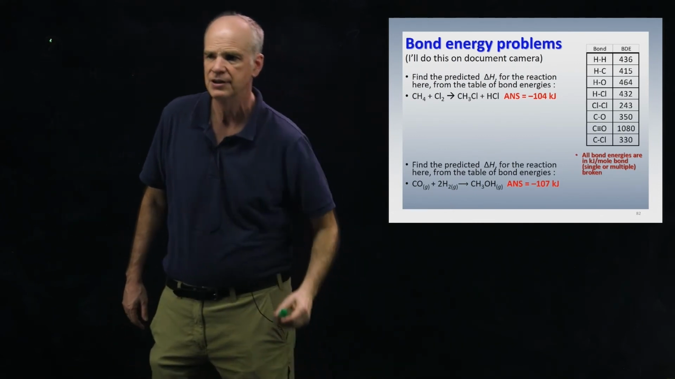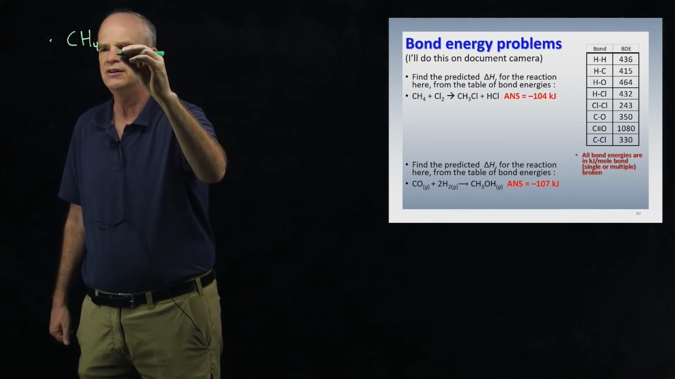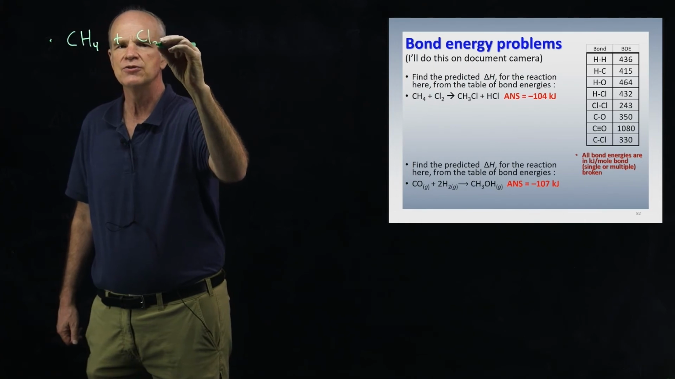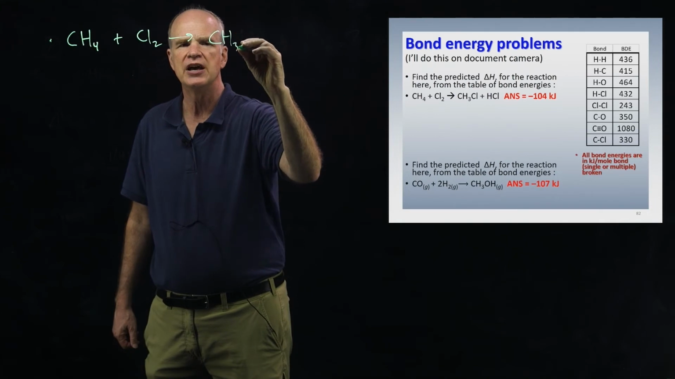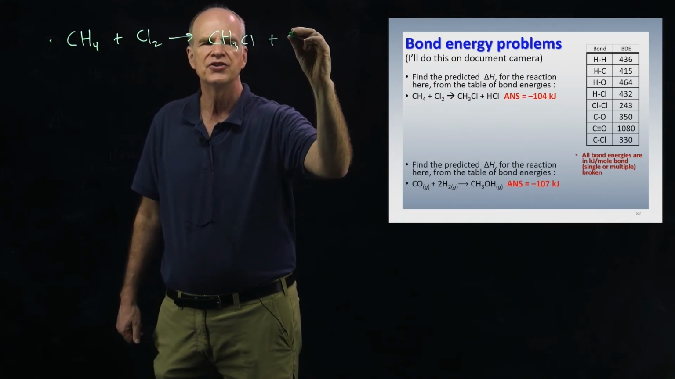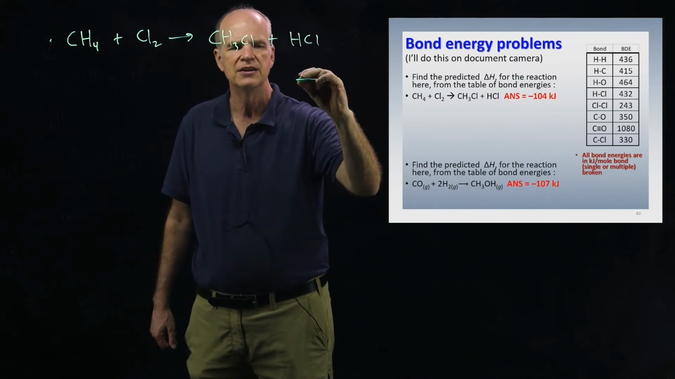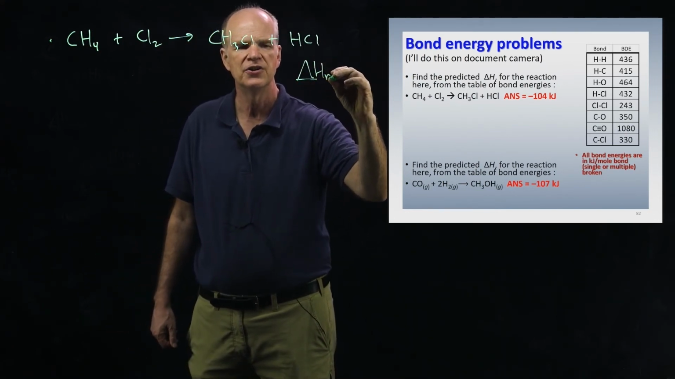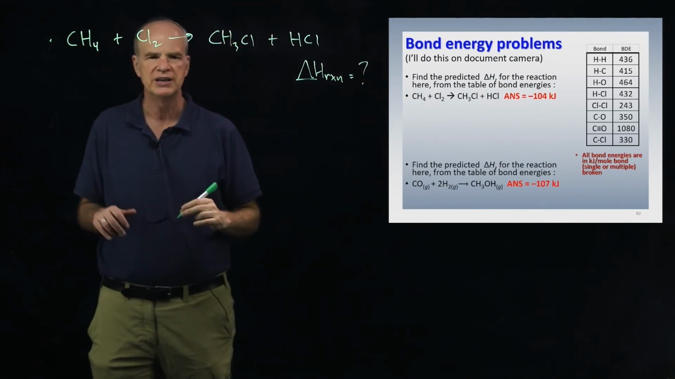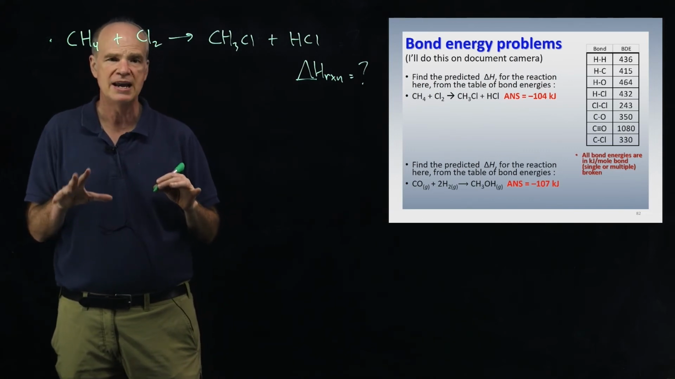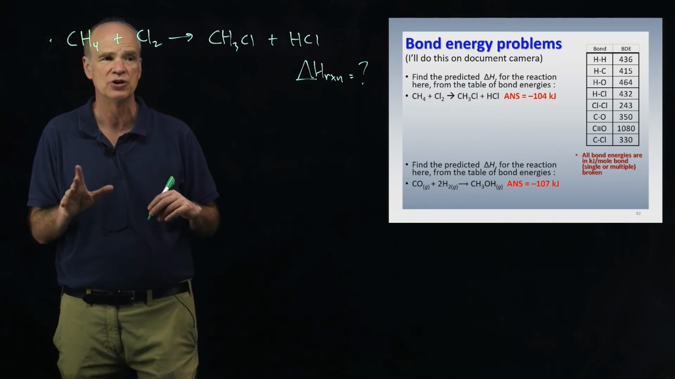And so we have CH4, which is methane, plus diatomic chlorine gives us the products of CH3Cl, which is methyl chloride, plus hydrochloric acid. Okay, so what we want to do is calculate the change of enthalpy of this reaction using bond enthalpies. Again, I might suggest first writing Lewis structures of these molecules so you can identify the kinds of bonds that are being broken and formed.